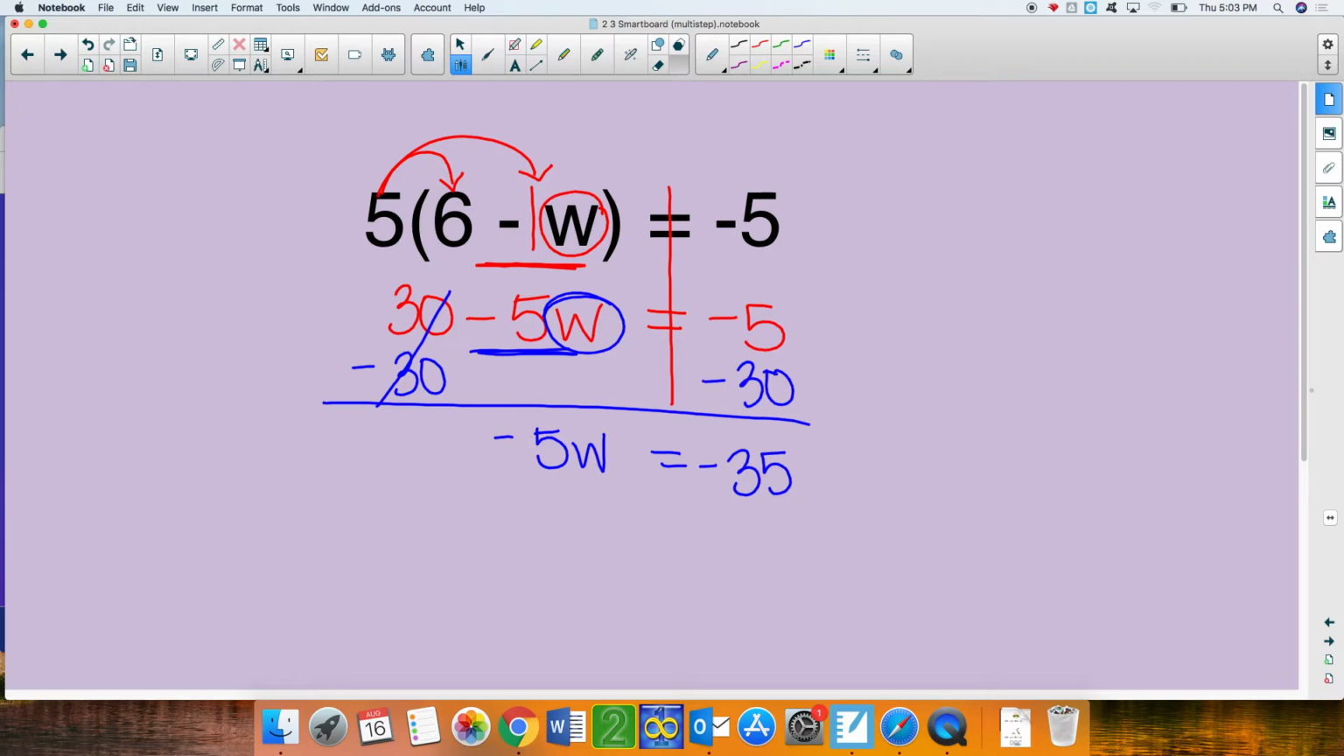Final step, that negative 5 is being multiplied to the W, so to cancel it, I must divide by negative 5 on both sides. So that becomes 1W equals, and that's a positive 7.